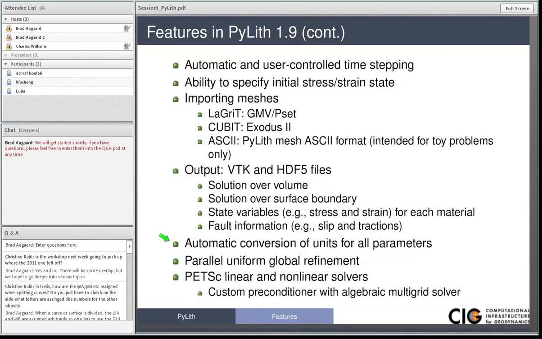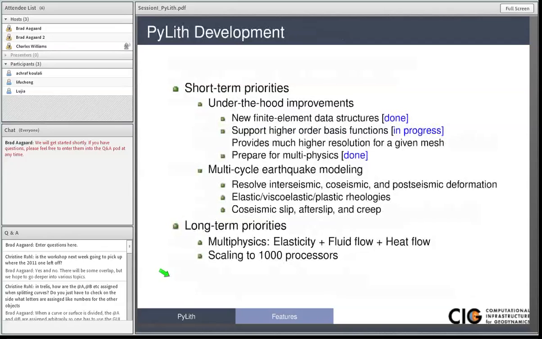Pilot automatically converts units for all parameters, so in your parameter file you can say meters per second or kilometers per second, and those units will be converted to SI units and then non-dimensionalized within Pilot. We interface with both PETSc linear and nonlinear solvers and have developed a custom preconditioner that works with the algebraic multigrid solver within PETSc to give very good scalable performance within Pilot.